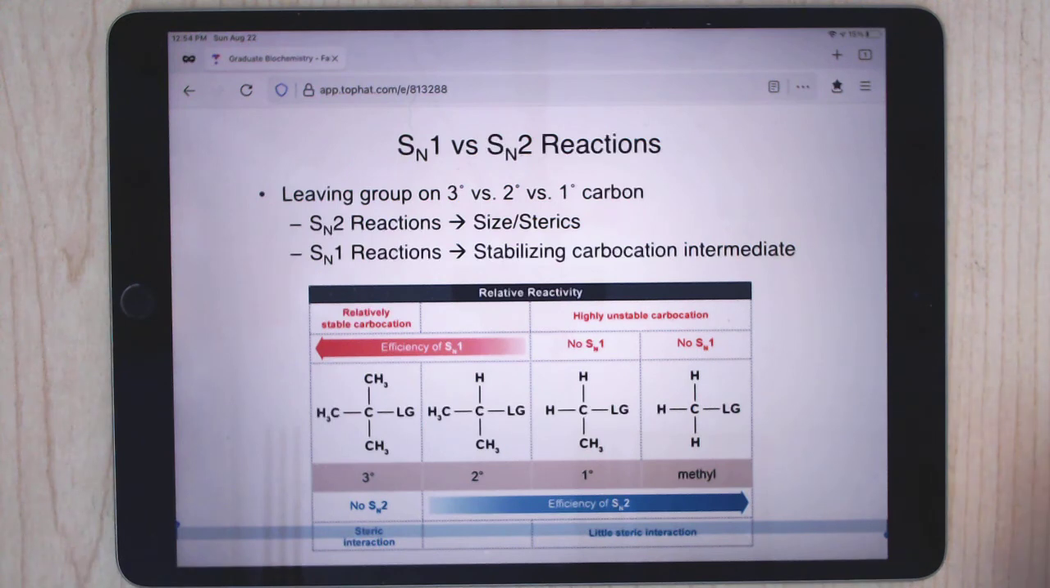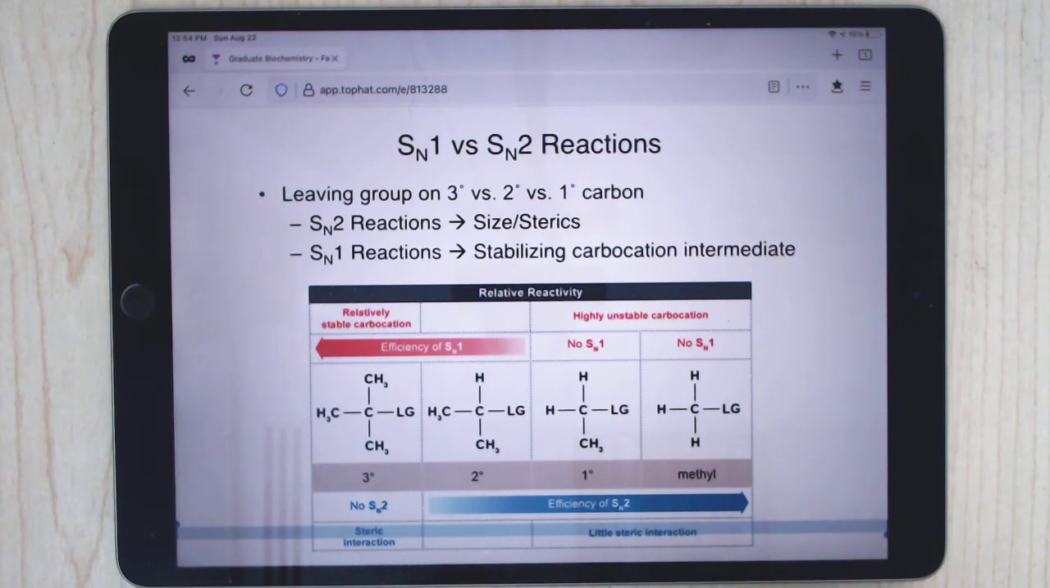Now for SN1 versus SN2, remember they're looking at totally different things. While they're both substitution reactions, their preferences are going to be completely different. For SN2, everything has to do with size. With SN1, everything has to do with stabilizing that carbocation. So if your leaving group is on a tertiary carbon, then it's too big for SN2, but the carbocation that's formed is very stable. So there you go, it's going to want to do an SN1 reaction.